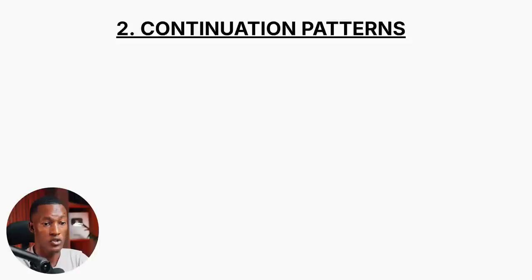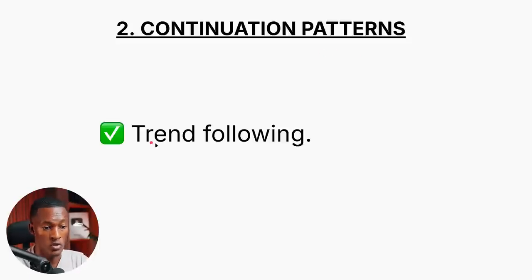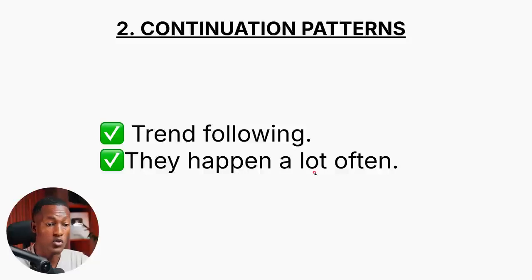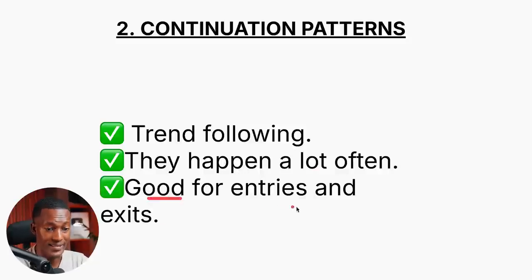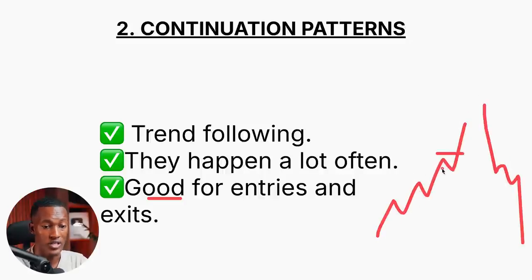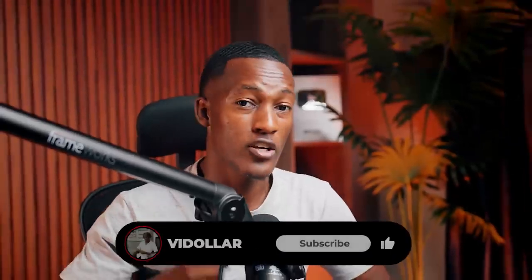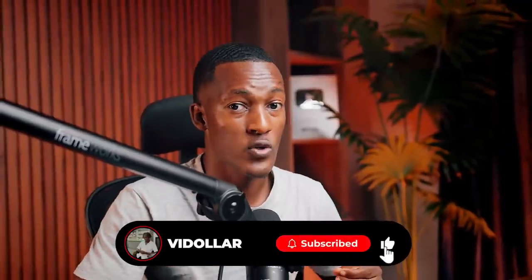All right, let's move on to continuations. Now, continuation patterns pretty much form when the price is already trending. So trend following, and they happen a lot often. So good for entries and exits. So the price is already trending to the upside or trending to the downside, and all you need to trace are these patterns. It's pretty much just a combination of candlesticks and looking at how the price is behaving, so you're able to trace those patterns. There are so many, but I chose the ones that I use and that really get me the best results. Actually, the best thing about this is they're really easy to trace.